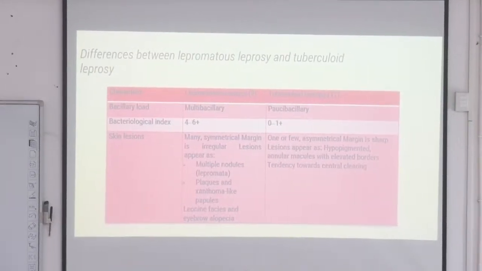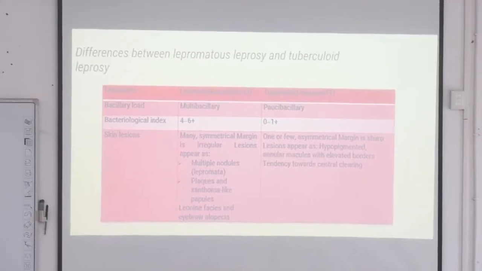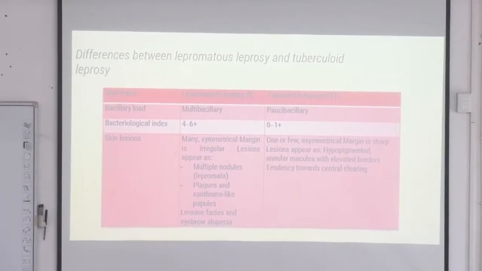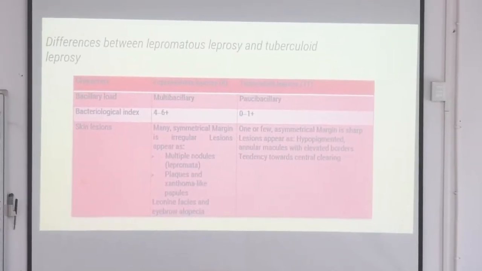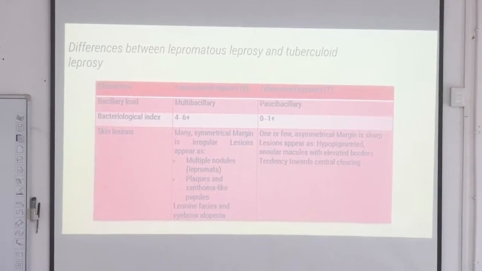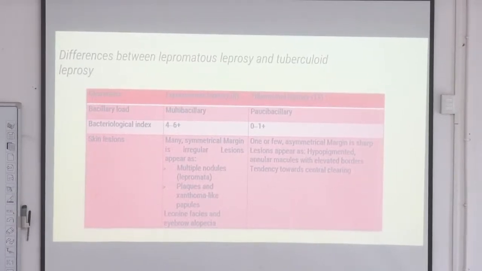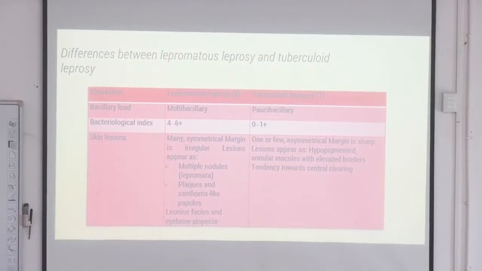Now, what is the difference between lepromatous and tuberculoid leprosy? These are the two extreme forms of classification. One is lepromatous type, one is tuberculoid type. The lepromatous type is multibacillary, the tuberculoid type is paucibacillary. It is the bacteriological index. When you read the lab diagnosis, you will go through the bacteriological index.